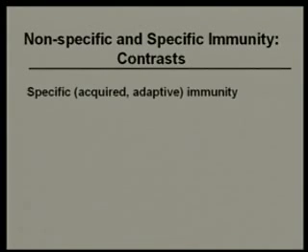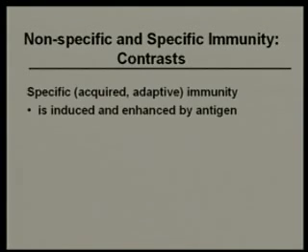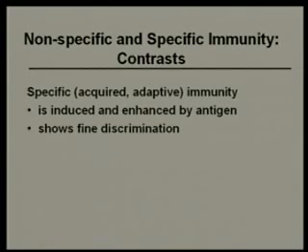So if we contrast that to the specific or adaptive immune response, this is enhanced or induced by antigen. Without specific antigen, the acquired immune response is not activated. Therefore, it shows fine discrimination. You can have an antigen that varies by one amino acid, and if you inject one antigen that elicits an immune response, and you come back with a second one that even differs by one amino acid, it may not respond to it. So it's very specific for the type of antigen that it's responding to.